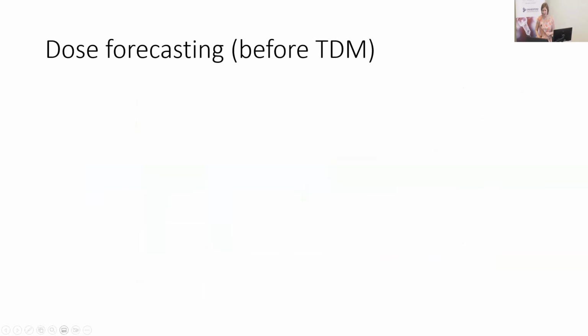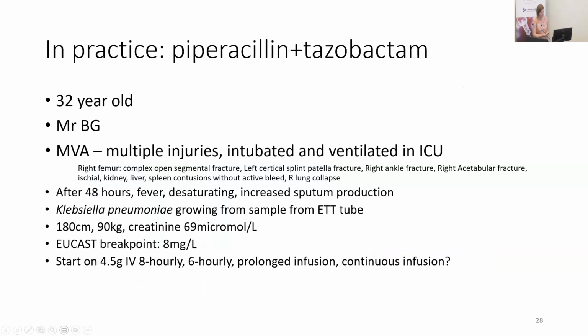I don't speak Latin, so I would call this dose forecasting, which is before you've done TDM, but Paul and Sebastian have both described this beautifully already. So this is a 32-year-old BG who was in a motor vehicle accident with multiple injuries, intubated and ventilated in the ICU. After 48 hours, he had fever, he was desaturating and had increased sputum production. He was growing a Klebsiella pneumoniae from a sample from his endotracheal aspirate. He's 180 centimetres, 90 kilos, and a creatinine of 69.